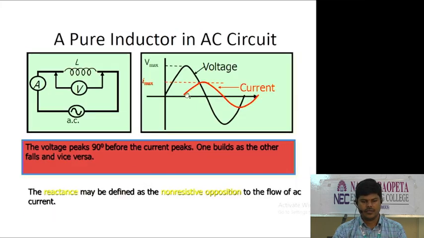See this one. In the previous case of the resistor, the current starts exactly at this point. But in the case of an inductor, exactly after 90 degrees, the current wave starts. So you can say the current lags and the voltage leads. This is the case of a pure inductor circuit.